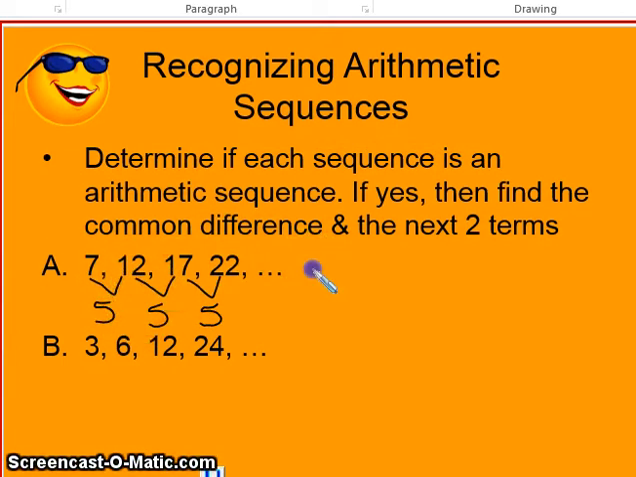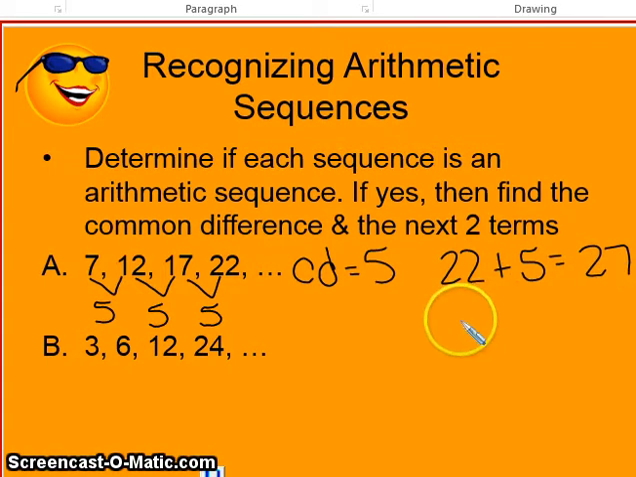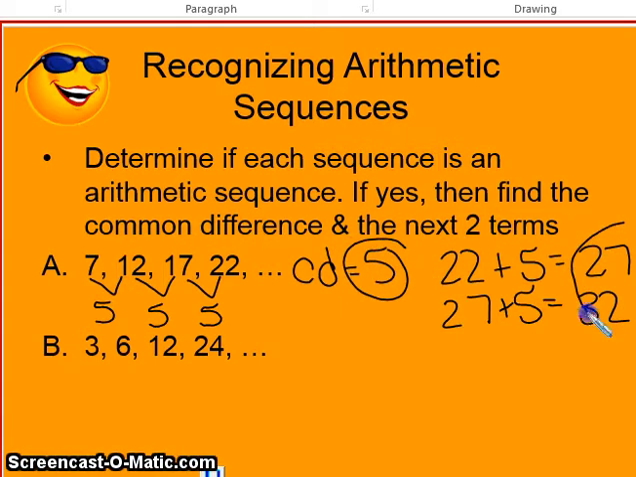These have a common difference of 5, because the difference between each two consecutive terms is 5. Now they also want us to find the next two terms, so I'll take 22, and to find the next term, I would add the common difference, which is 5, and my next term would be 27. To find the next term, I would take the previous one, 27, and add the common difference again, and get 32. So my common difference here is 5, and my next two terms are 27 and 32.